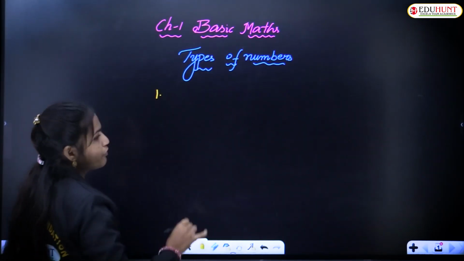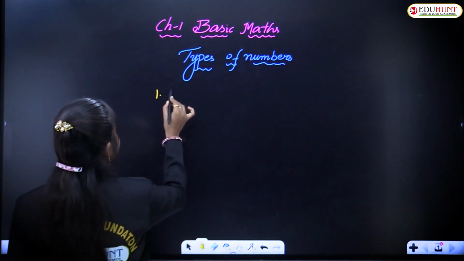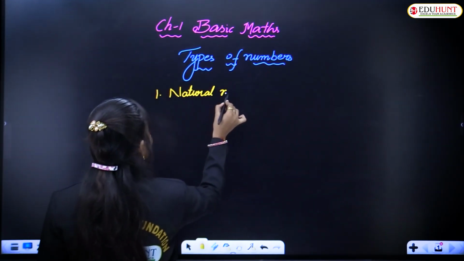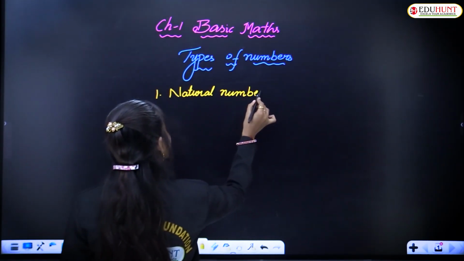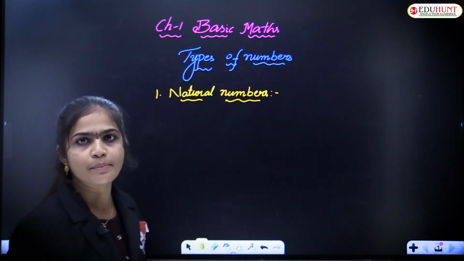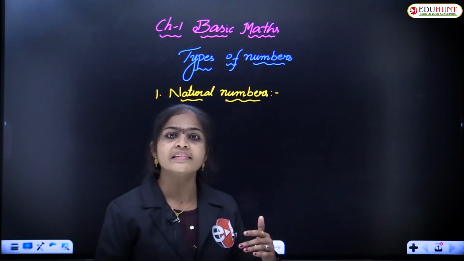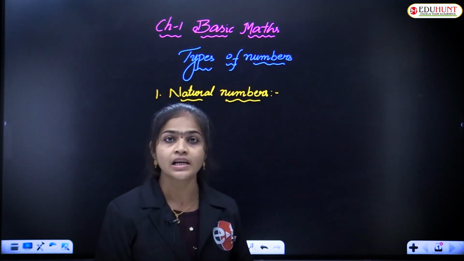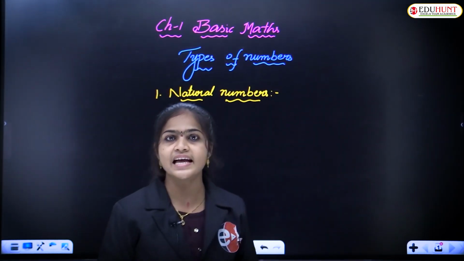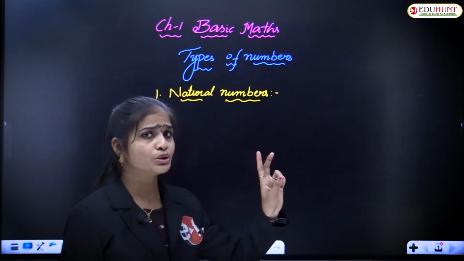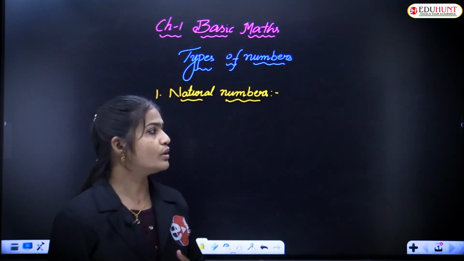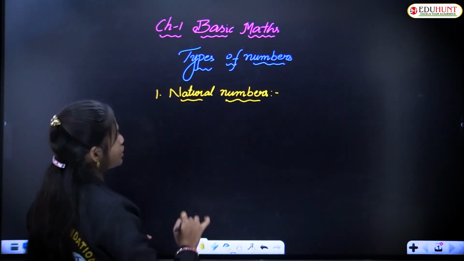The first type of numbers is natural numbers. Natural numbers are, in general, the numbers we use for counting, right? Counting always starts with 1, yes or no? So 1, 2, 3, 4, 5, 6 and so on, like that we use numbers to count. Those counting numbers are known as natural numbers.